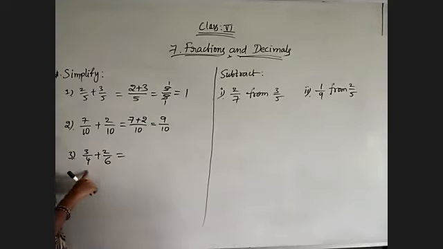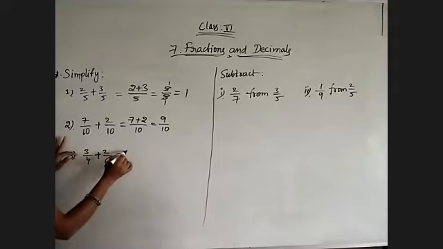Now coming to the third question. Are they like fractions? No. One is having 4 as denominator, the other one is having 6. So go through with the LCM, otherwise go through with cross multiplication. Because cross multiplication is easy, we can do it with cross multiplication. After that, I'll explain LCM.